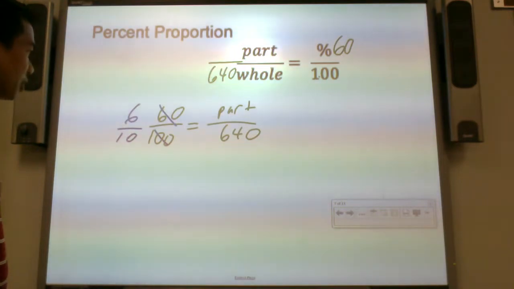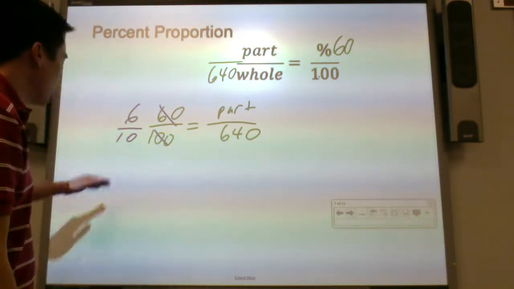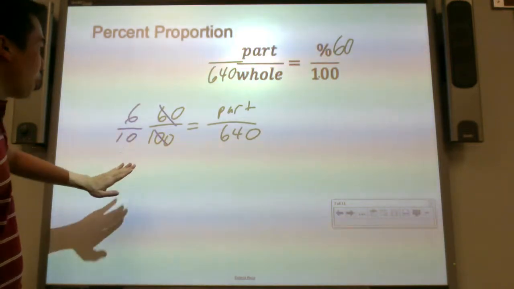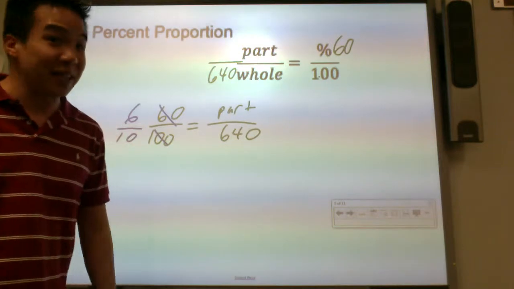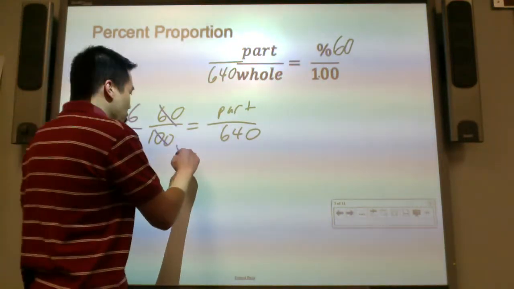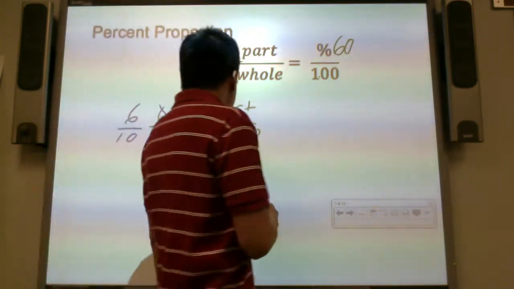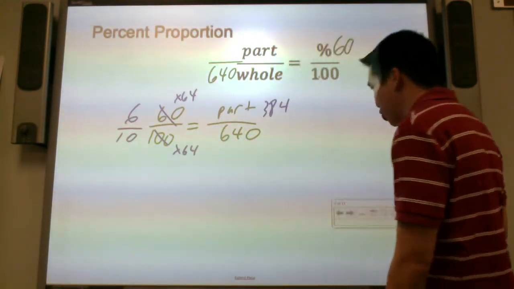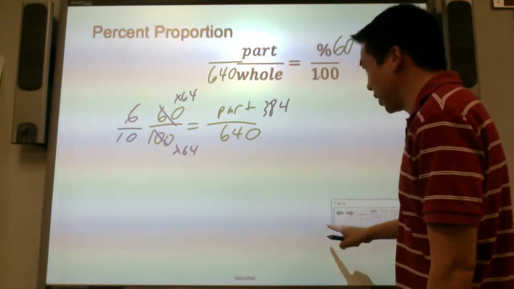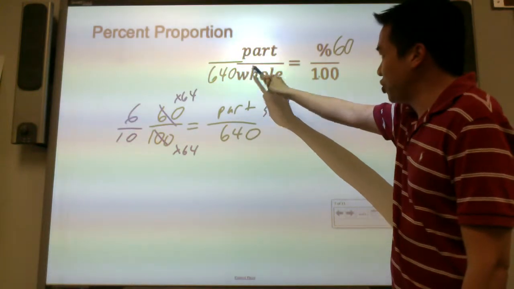So, I could do 30 over 50, but 50 cannot be built up to this one. So you can do 6/10 or 3/5, either one. The reason I chose 6/10 is because I know 10 can be built up easily back to 640. Multiply by 64. 6 times 64 is 384 students out of 640. So 60% of 640 students is 384.